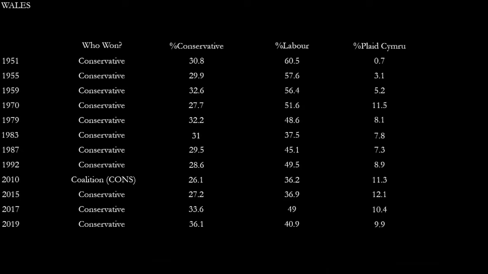And then let's look at Wales. 12 of the general election results, 51, 55, 59, 70, 79, 83, 87, 92, 10, 15, 17, 19, have not been what the Welsh people voted for. And you'll notice that every single time, they were all Conservative victories. The Welsh people have also never post-war majority voted for Conservatives.